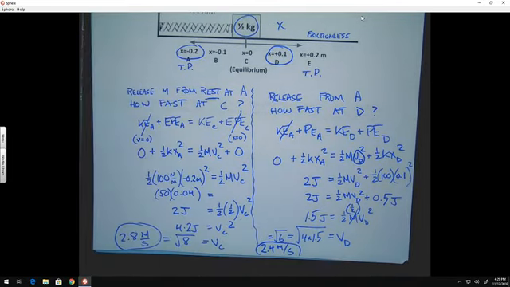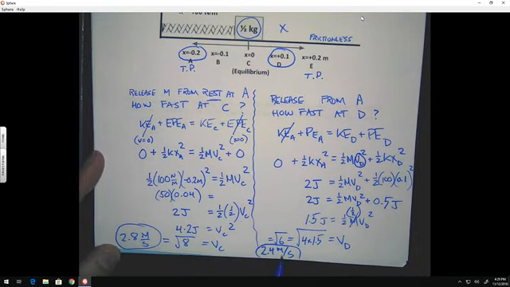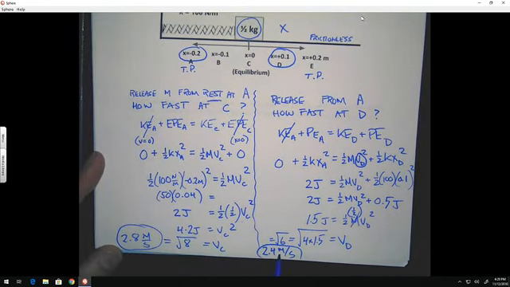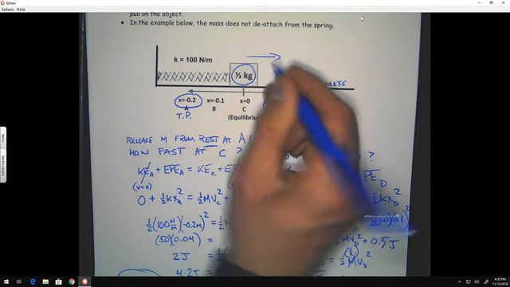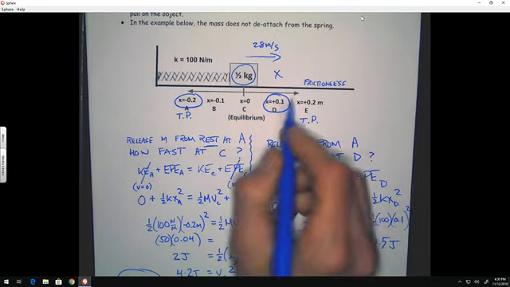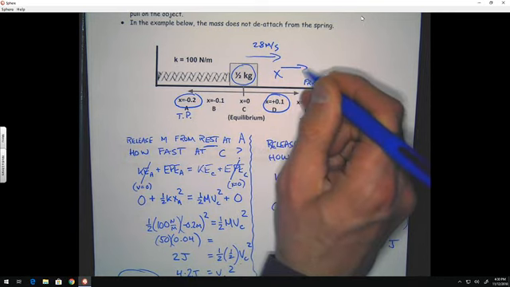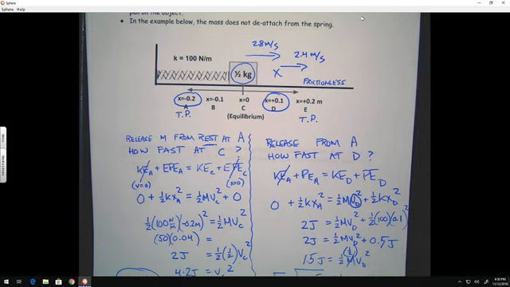And that's the answer to that particular question. So if you compare, 2.4 meters per second is actually slower than 2.8. That should make sense because we would expect that the mass is going really fast here. That's your 2.8 meters per second. And by the time it gets to D, it's slowed down a little bit. Not much, but it's slowed down a little bit.